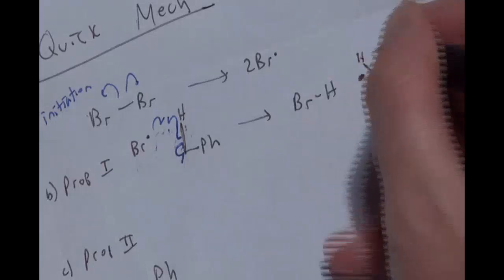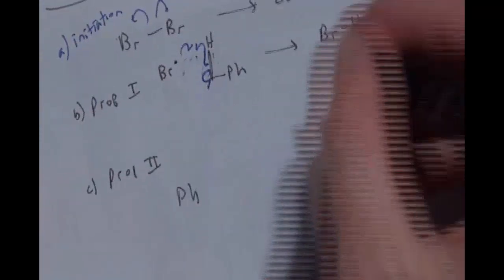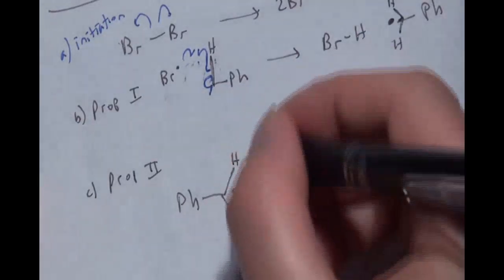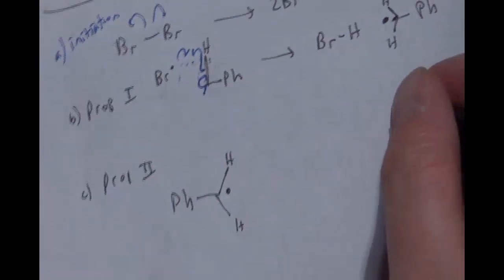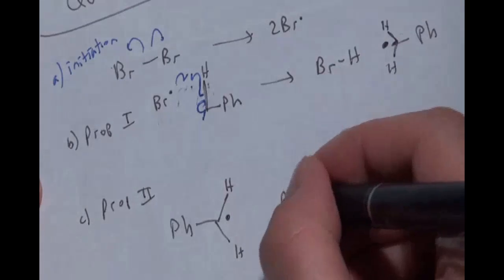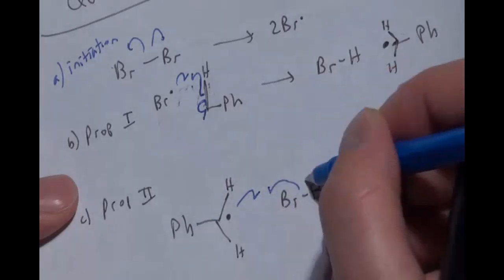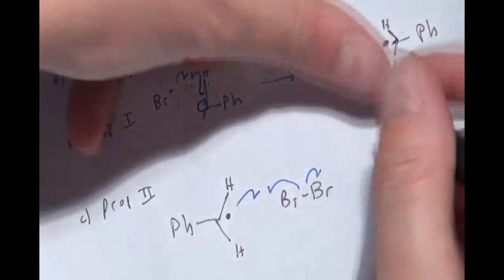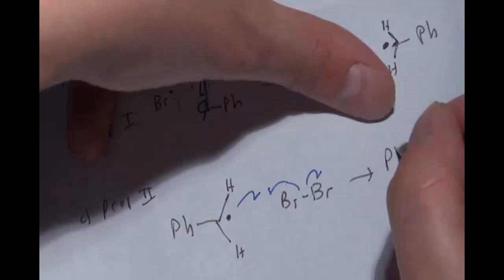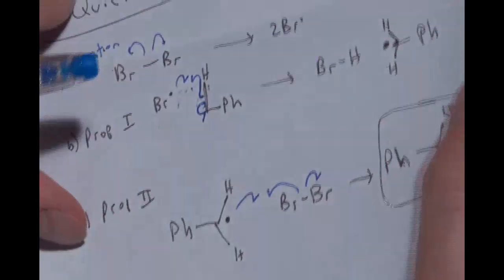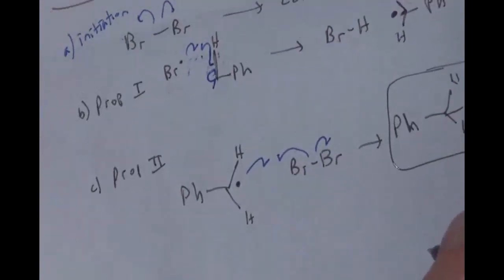It's a phenyl with two hydrogens and a dot. And now that reacts with more Br2 that we have sitting around, and that forms a product. Okay. And then we have some various termination events.